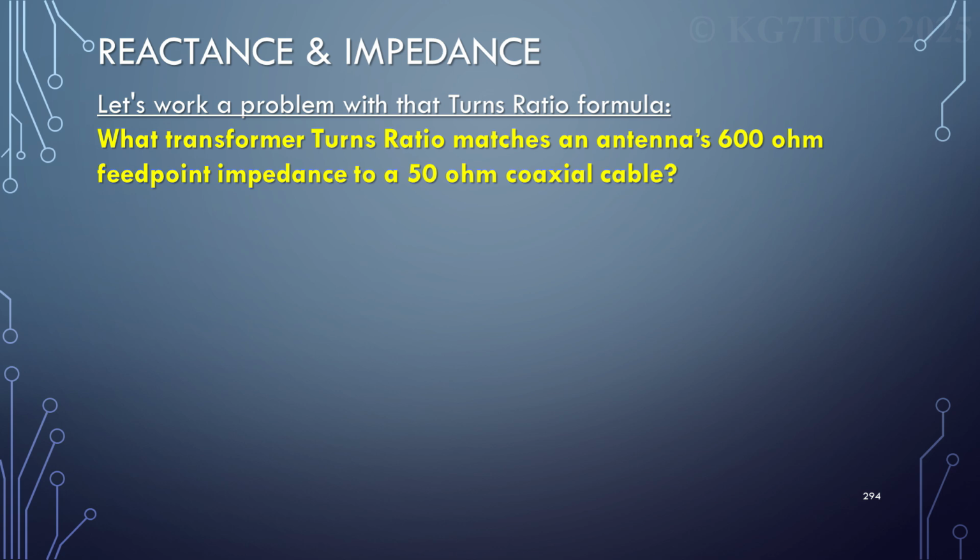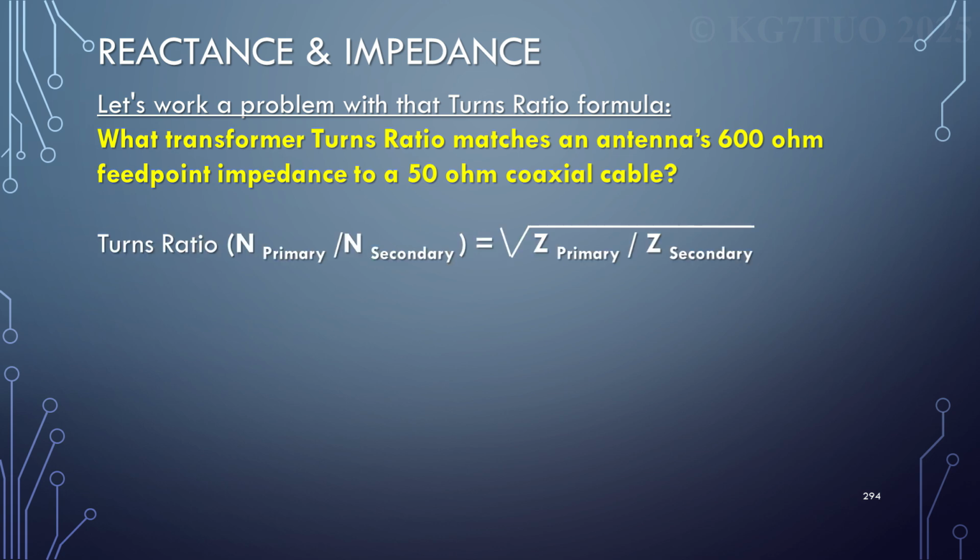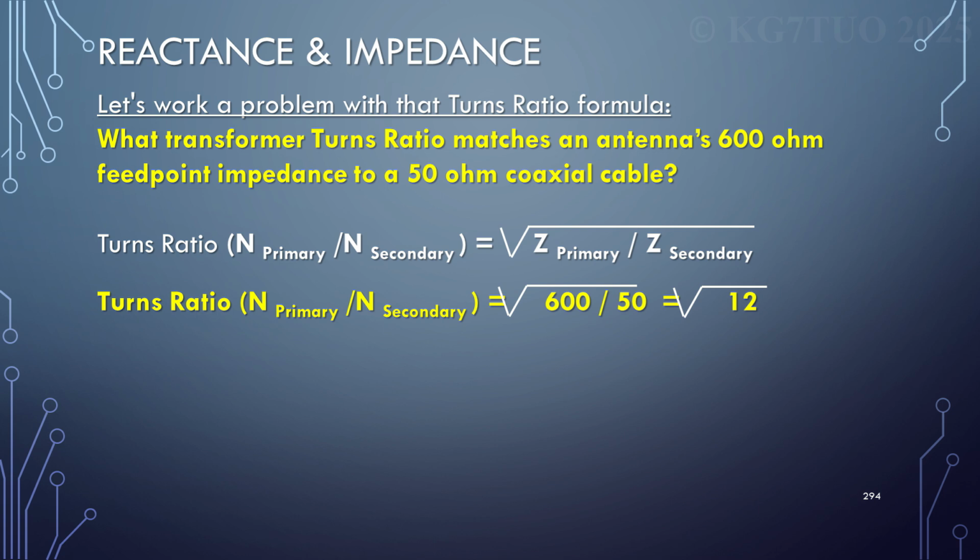Okay, let's work a problem with that turns ratio formula. What transformer turns ratio matches an antenna's 600 ohm feed point impedance to a 50 ohm coaxial cable? And it's in yellow. That tells us that they're going to ask you that. So there's the formula, turns ratio, 650. Okay, so we got the square root of 600 divided by 50. 600 divided by 50 is 12. Square root of 12 is 3.4641. So it's a whole lot simpler than what it looked like a minute ago, right? You round it off, for 3.5:1.